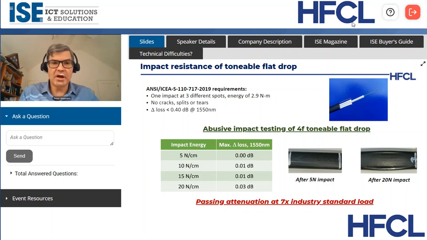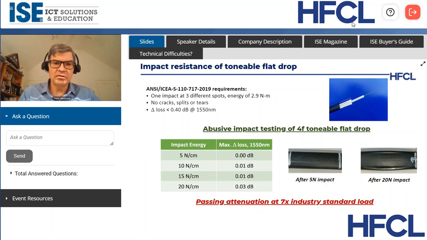And again, the toneable flat drop is super tough with its 2 fiberglass rods next to the tube. There, we were able to go all the way up to 20 newtons per centimeter and get passing attenuation and no cracking of the jacket.